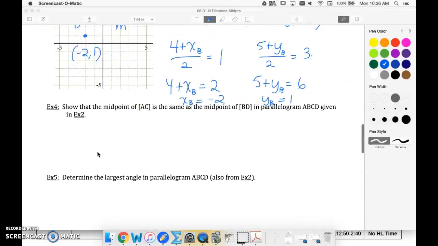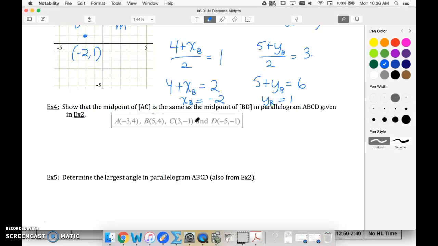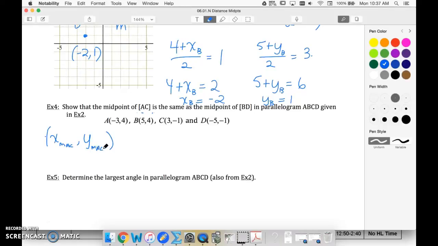All right, let's put those down here. So, midpoint of AC, let's look at that. I'll call that X, I don't know how to do my subscript, X_MAC, and Y_MAC. So I'm just trying to say this is the X coordinate of the midpoint of AC, the Y coordinate of the midpoint of AC.